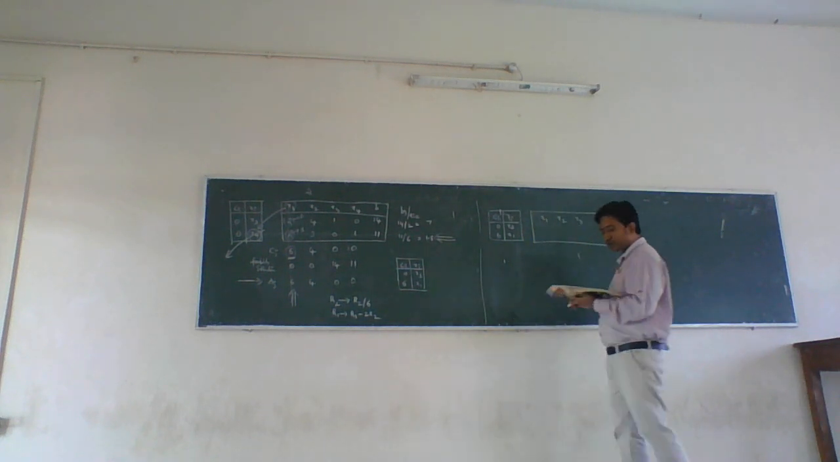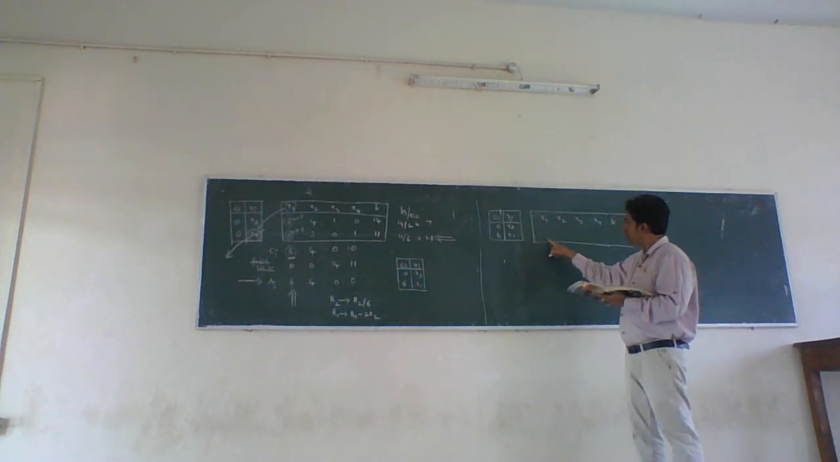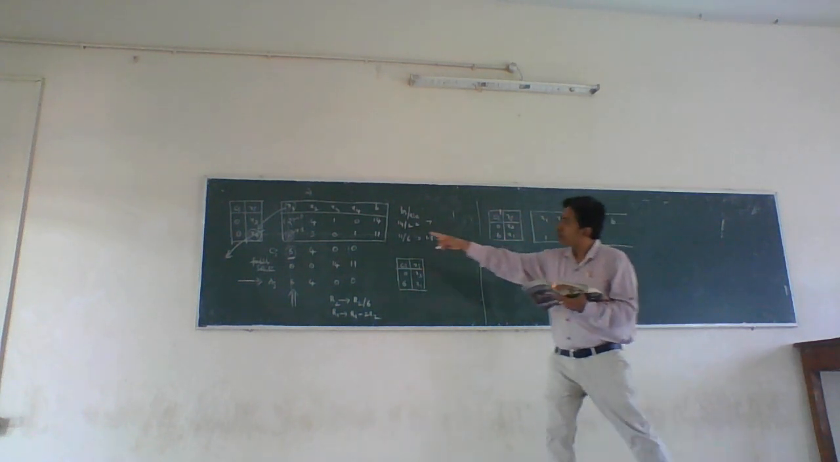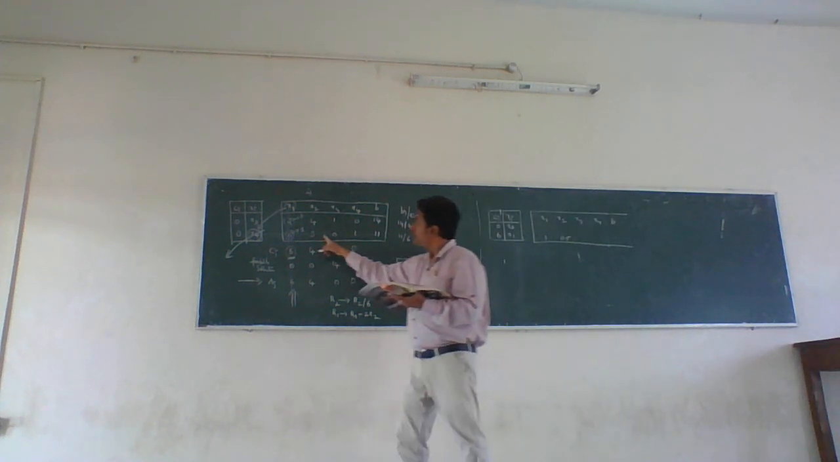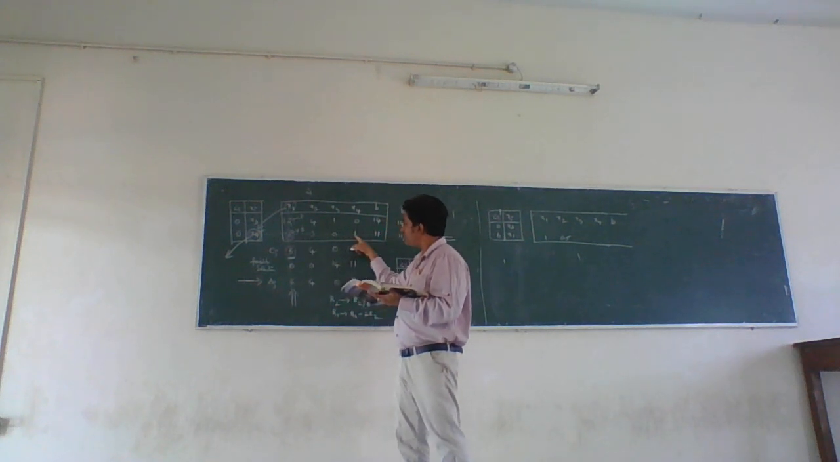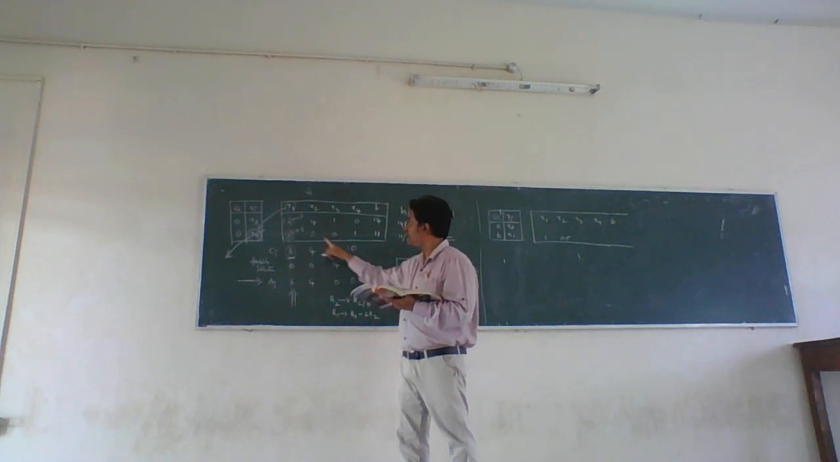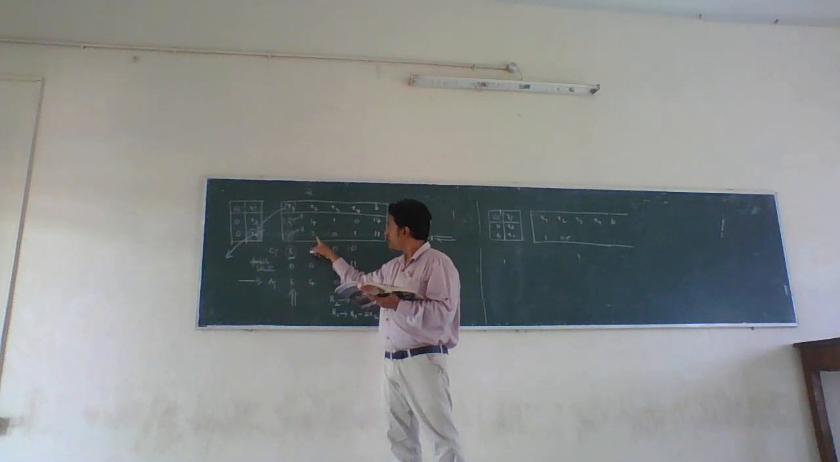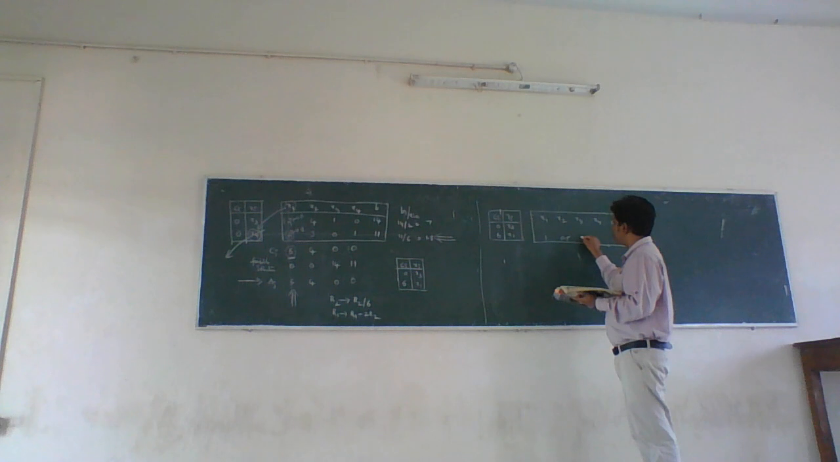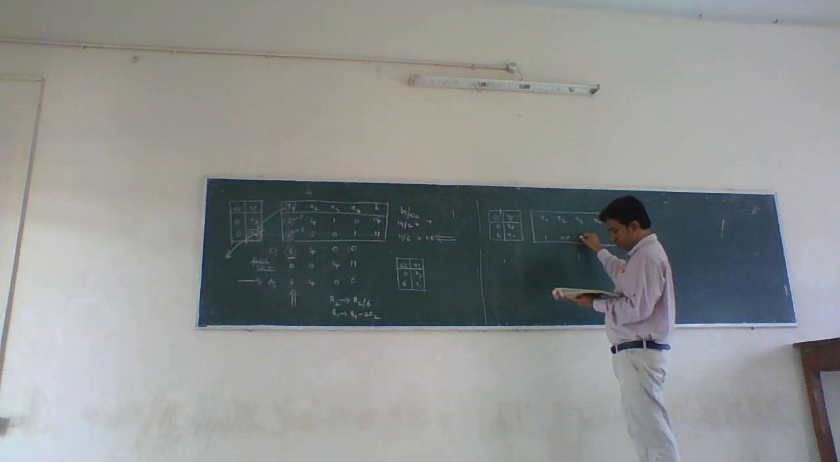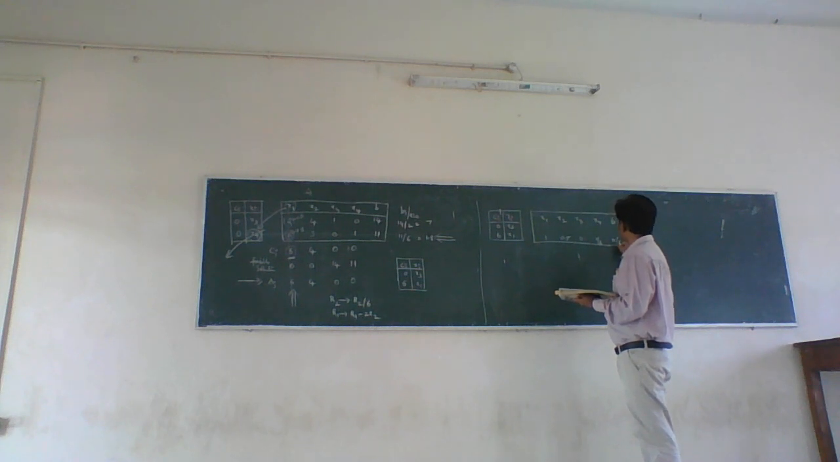So tell me, what is R2 by 6? R2 by 6 will be 1. Complete row by 6, row by row: 3 by 6 is 0.5. This will be 0, this will be 1 by 6, and this will be 11 by 6. Is it okay?